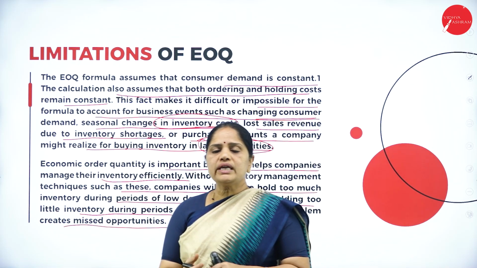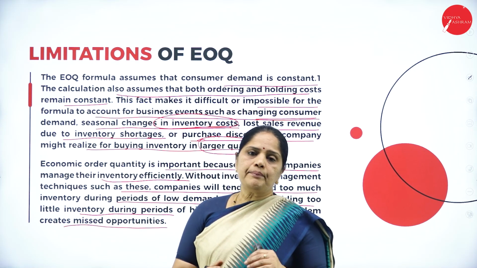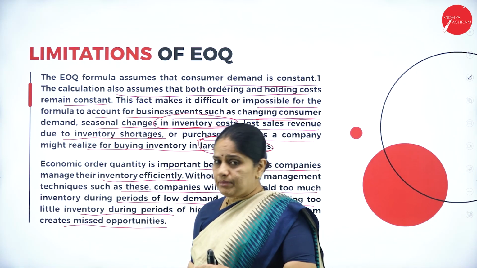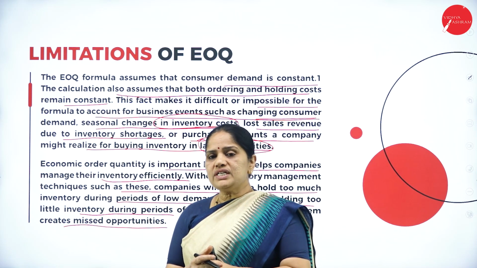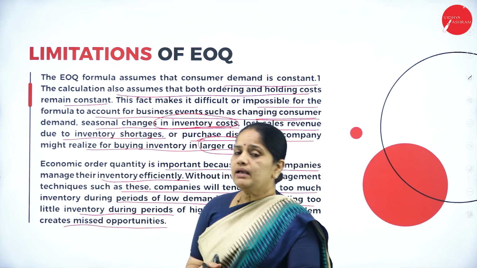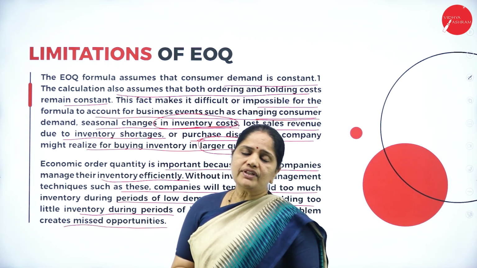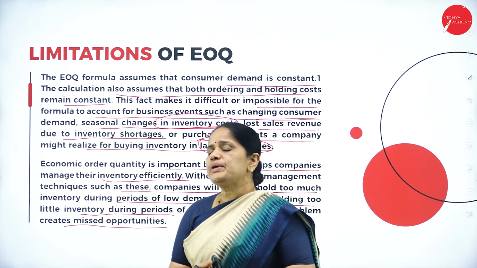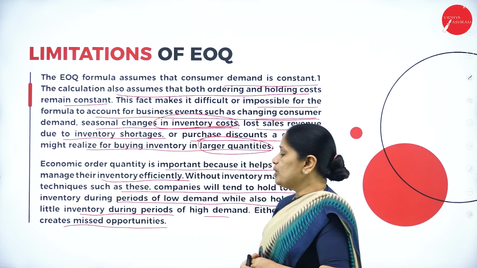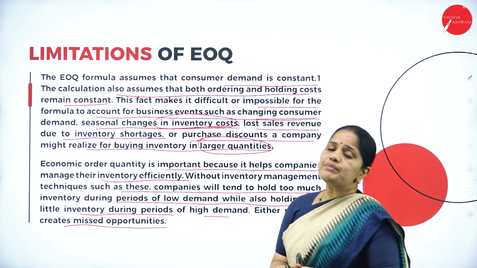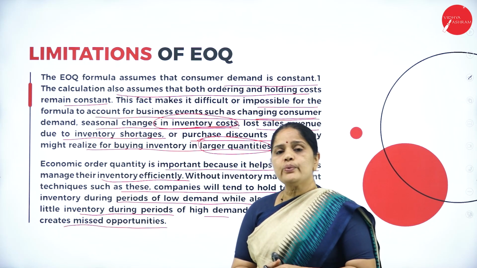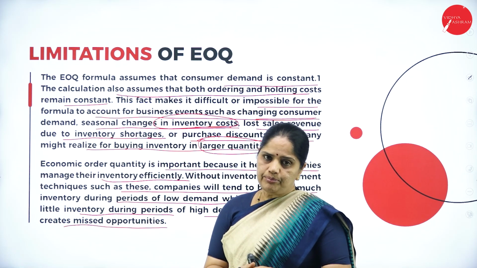Now, if there is no EOQ, then what happens is the company may have a very huge stock of inventory when the demand is less. So as a result, all the funds will be locked up in the stock and there will be no revenue to the company. And when there is high demand, if they hold too little stock, then they will be facing the risk of loss of revenue or the loss of sales. So both cases will create missed opportunities for the organization. So the EOQ is very, very important from the company's point of view.